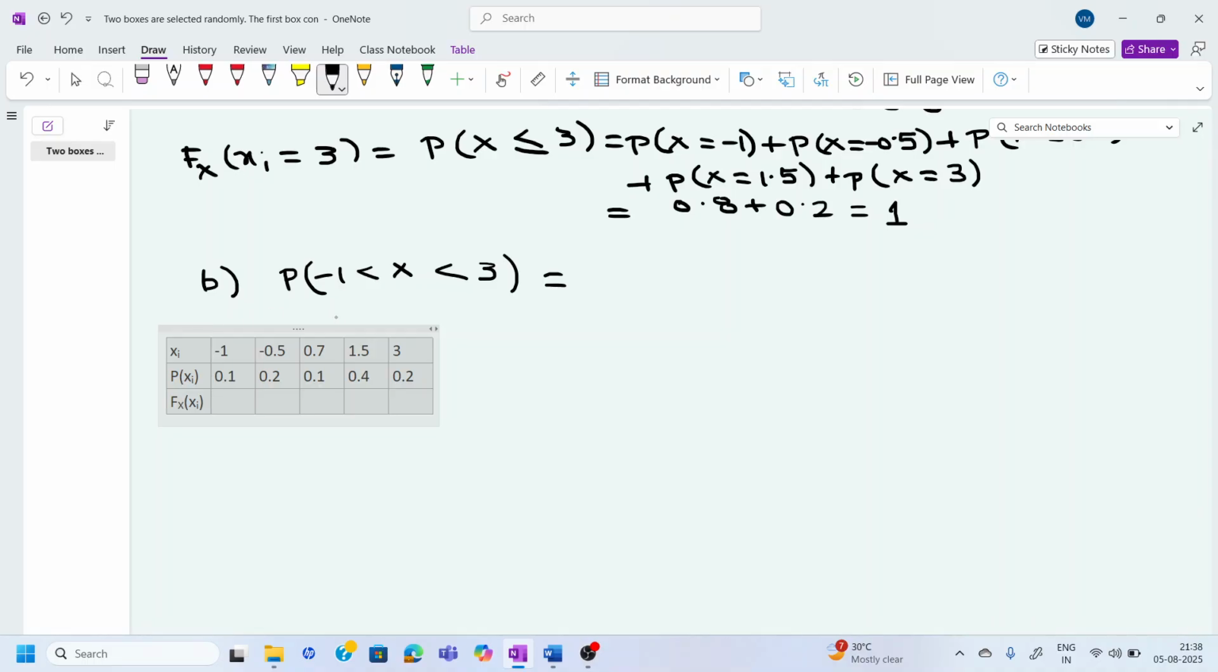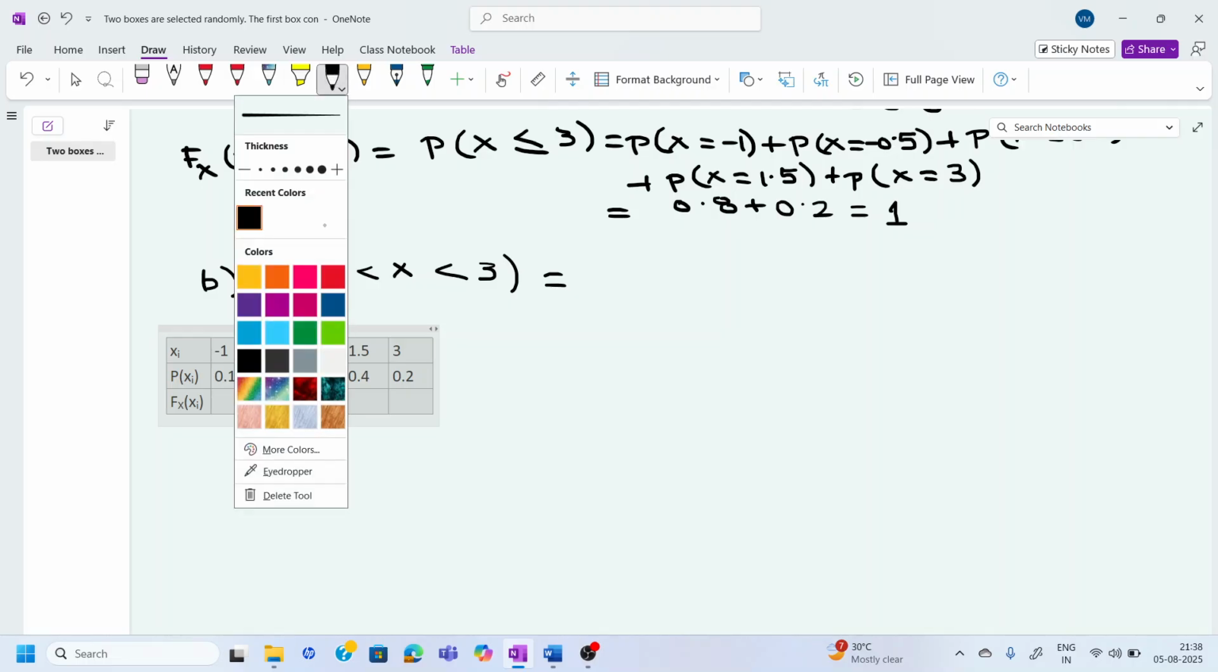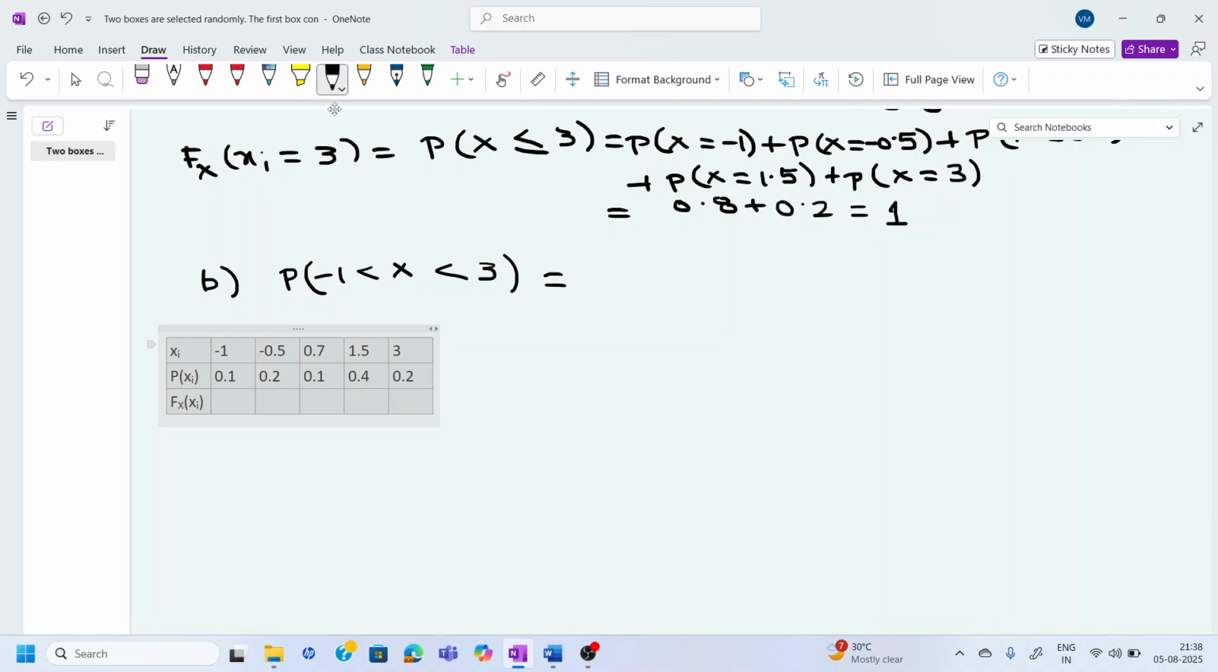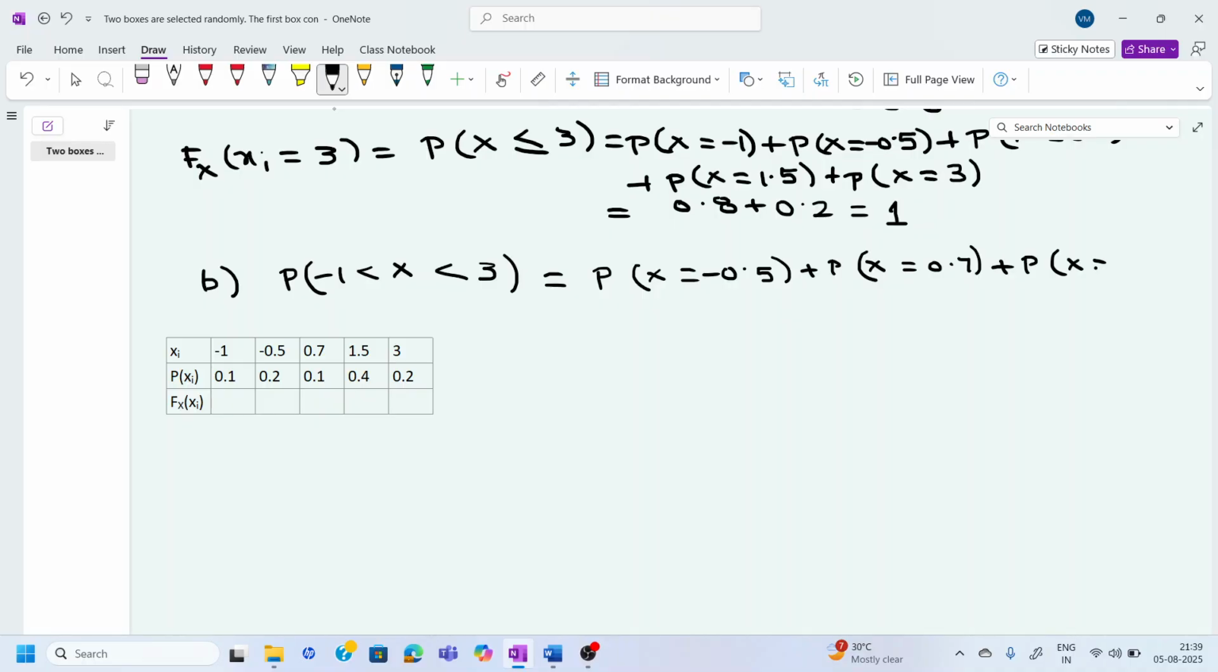So if you see, between minus 1 to 3 we have three values. So it includes probability of x is equal to minus 0.5 plus probability of x is equal to 0.7 plus probability of x is equal to 1.5. So these three values lie in the range minus 1 to 3.